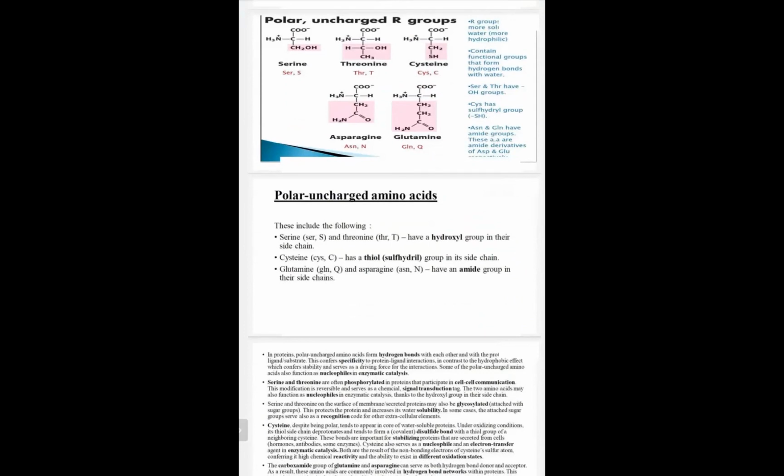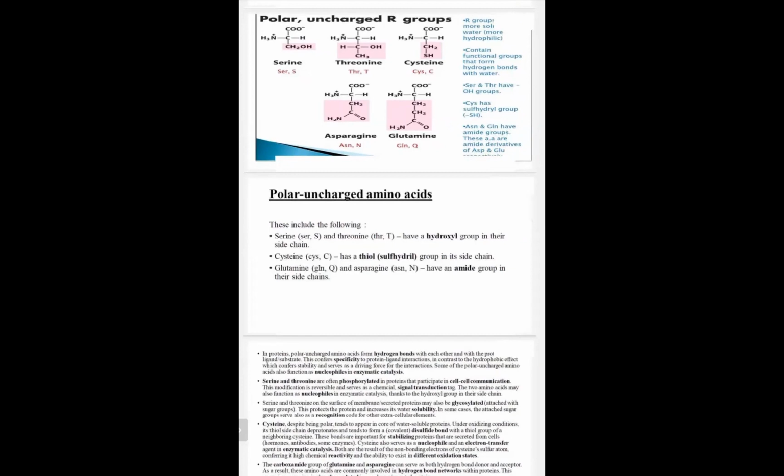Next, the polar uncharged R groups. The amino acids are serine, threonine, cysteine, asparagine, and glutamine. So these are the polar uncharged R groups. See, cysteine is a sulfur containing amino acid. Cysteine also helps in disulfide bond formation in proteins, which helps in protein folding.